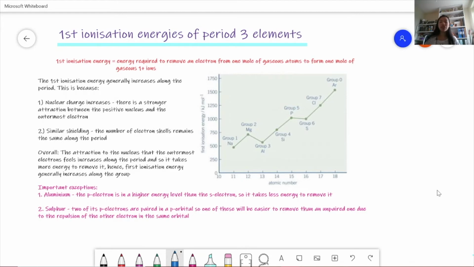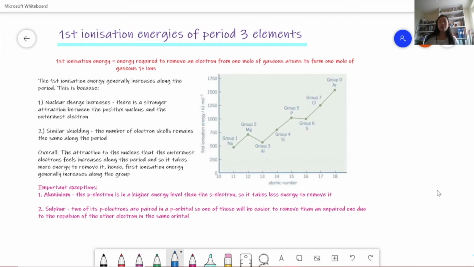The first is that nuclear charge increases. So there's a stronger attraction between the positive nucleus and the outermost electron. And the second is that the number of shells in each period 3 element is the same. It's just 3 shells. And so they all have similar shielding. And so overall, the attraction to the nucleus that the outermost electrons feel increases along the period, and it takes more energy to remove it as you go along the period, and hence why the first ionization energy generally increases along the period. However, there are 2 important exceptions.